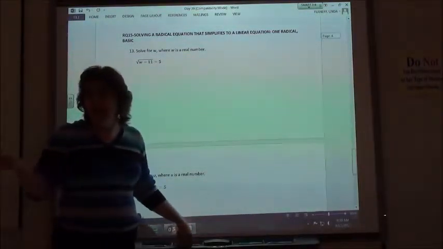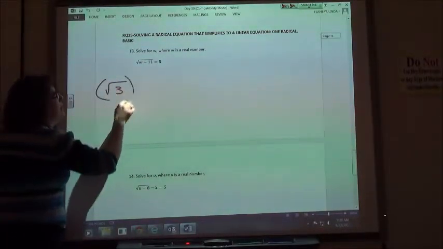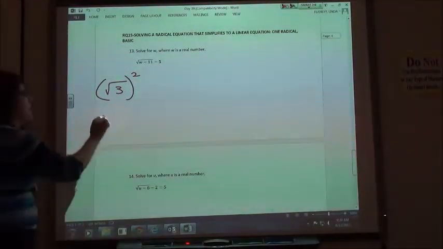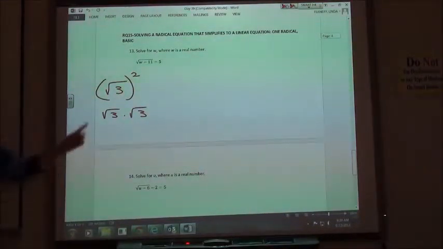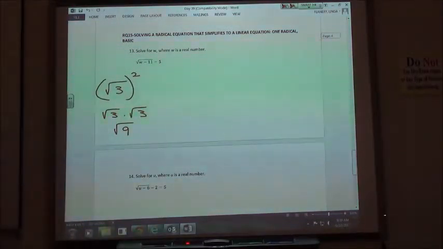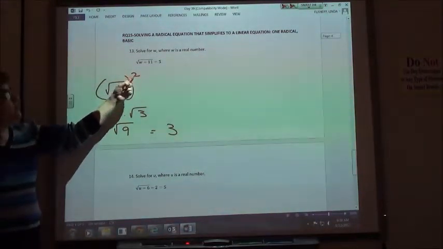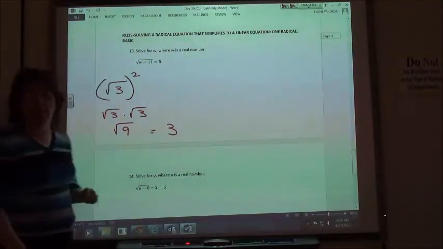It is squaring something. If I have the square root of 3 and I square it, that means I'm going to have the square root of 3 times the square root of 3, right? Because squaring means times itself. The square root of 3 times the square root of 3 is the square root of 9, which is now a perfect square, and the square root of 9 just gives me 3. So when you square a square root, it undoes it because they're inverse operations, and you just get what's underneath the radical sign. So that's what we're going to do to solve something with a radical.